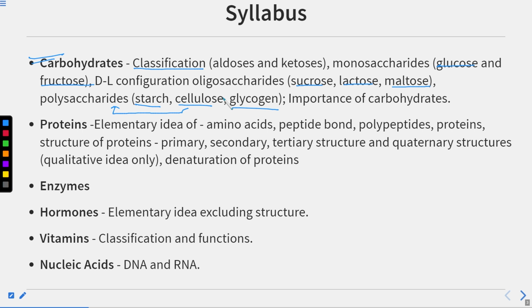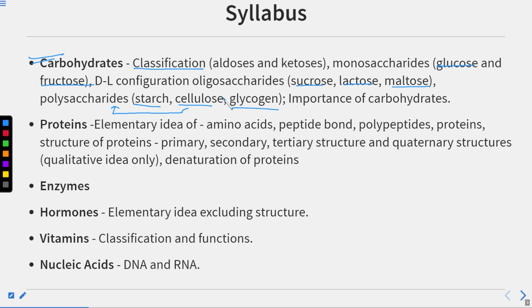So upon the attack, if the OH group goes down, then it is termed alpha, and if it is going upside, then it is called beta. Clear? So this was about alpha and beta D-glucose. Then we have seen some very interesting phenomena in glucose. The first one was mutarotation.